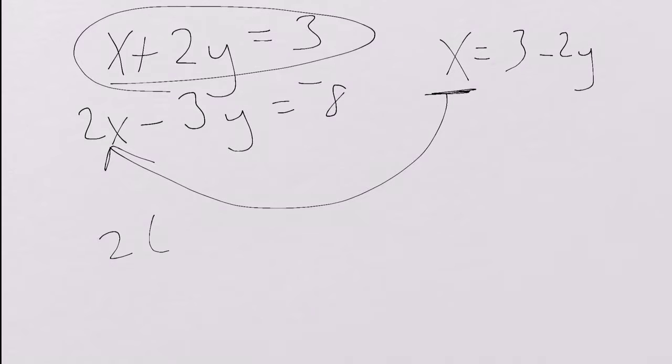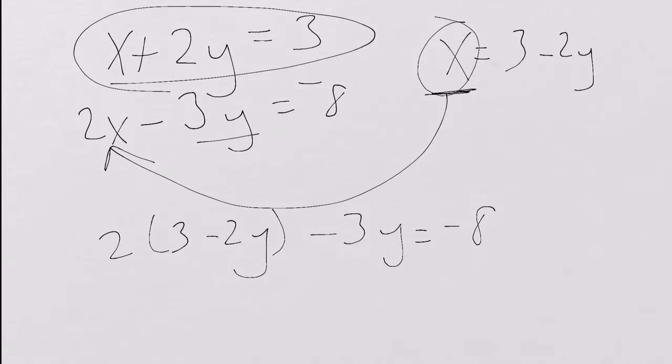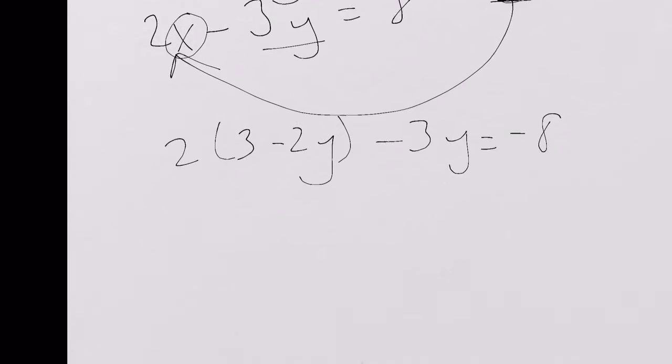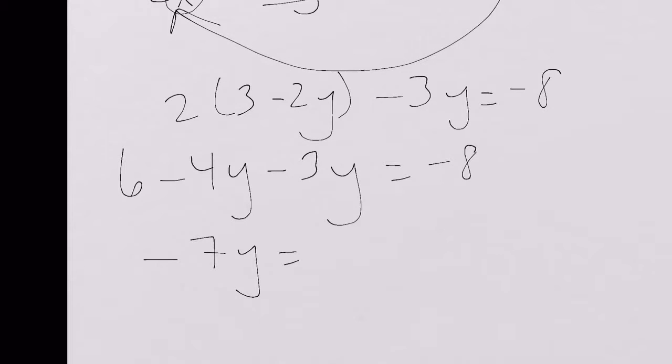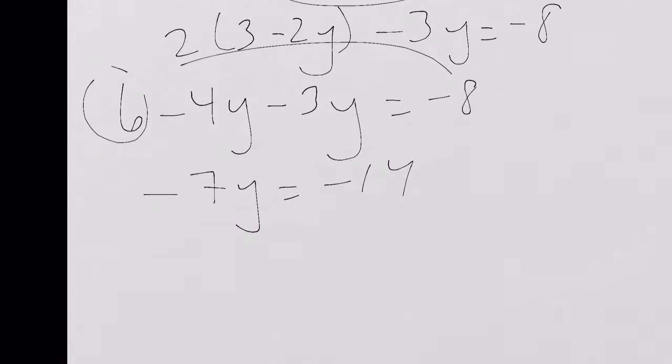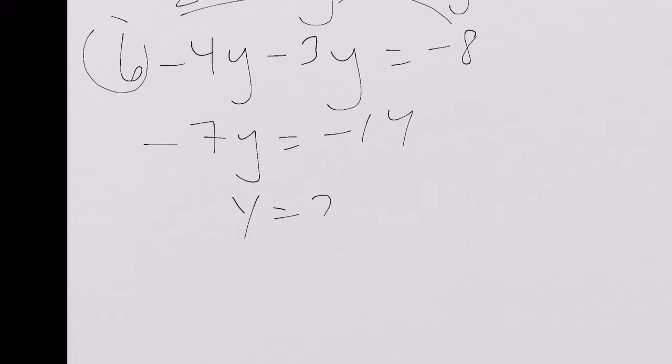So I have 2 times (3 minus 2y) minus 3y equals negative 8. I just substituted 3 minus 2y for that x, and so now I have one variable. And if I have one variable, that's a lot easier to solve. So 6 minus 4y minus 3y equals negative 8. So I have negative 7y. If I move that 6 to the other side, that gives me negative 14, and I get y equals 2.